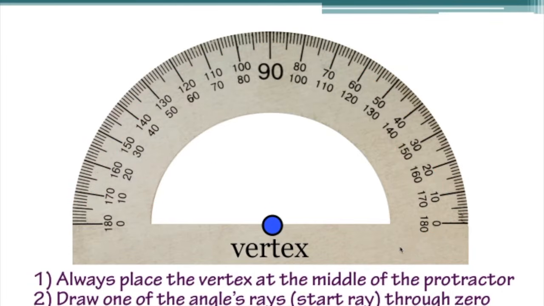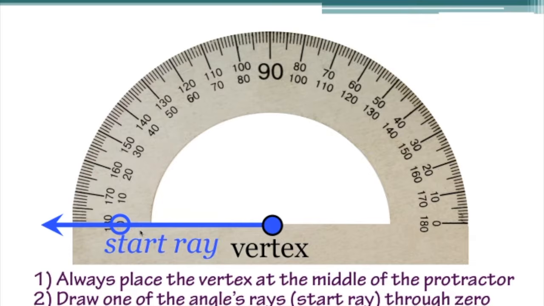So with the last angles that we measured, our start ray went through this 0 over here. Therefore, we used the numbers on the outside of the protractor. But what if we had our start ray through this 0 instead? How do you think that would change the way we measured angles? Well, let's put our start ray through there, all the way through the protractor, through this 0. Remember, that's our start ray. And how do you think that affects the way we measure angles?